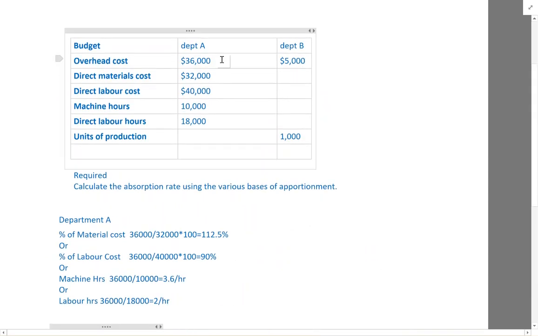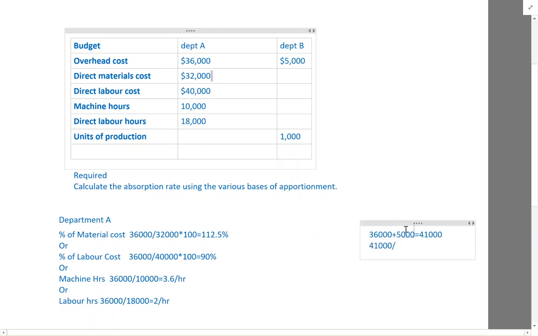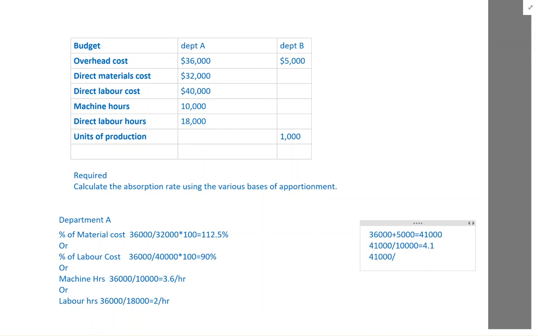If we take all these costs together and we divide it on one thing, for example, the machine hours or labor hours or production, that would be blanket rate. For example, if I take 36,000 and 5,000, both of them together, and I will ignore the first two. If I divide it on 10,000, that would be for both departments 4.1 per hour. 41,000 divided by 18,000 will be 2.2, or divided by units will be 41 per unit. This is blanket rate.